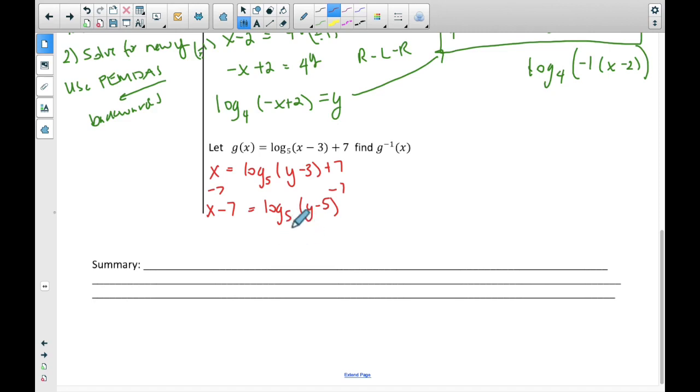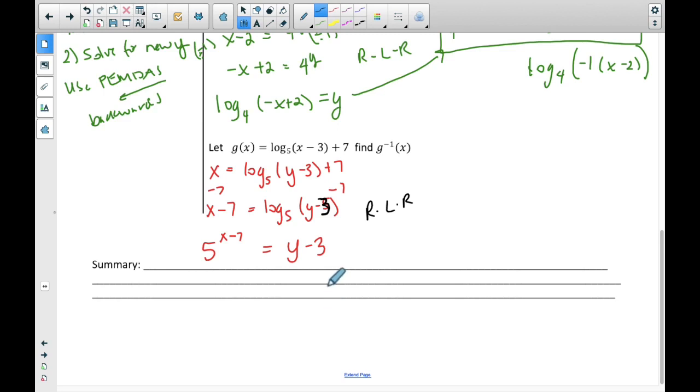The base is base 5. So I'm going to say 5, other side, power of x minus 7 is equal to this side, y minus 3. I had made a mistake. This was supposed to be a y minus 3, not a y minus 5. So if you can make sure that's correct on your paper, that's a y minus 3. Okay, again, to do that, I went right, left, right. Right was a 5, left, right. That's where that's coming from.